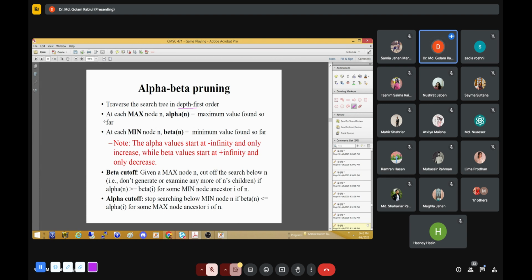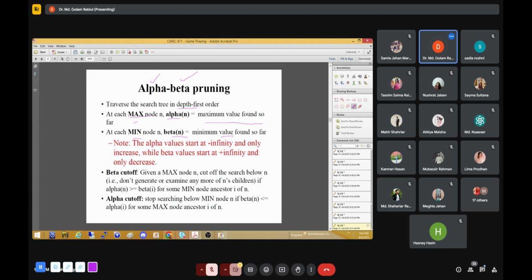At each max node n, the alpha beta, so two things here, alpha and beta. Alpha of n means the maximum value found so far. So alpha in a max node means the maximum value found so far. And beta in a min node means the minimum value found so far. So alpha will hold the maximum value found so far, and beta will hold the minimum value found so far.